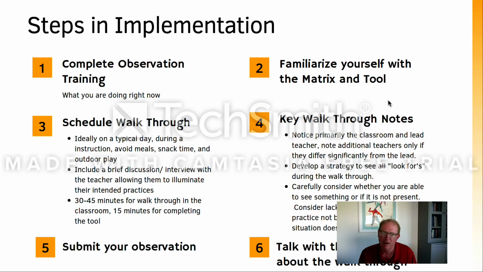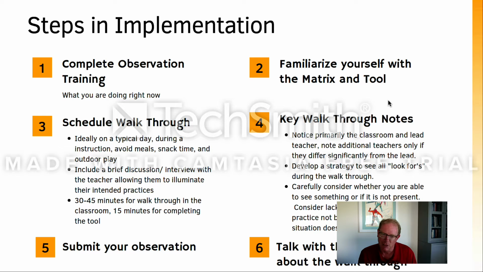And then you have to carefully consider, am I seeing this? Am I not seeing it? And is that lack of something being there because of the context, or is it because someone's not doing it? So, we're tuning into certain things, right? And we're using the matrix and the tool to hone in on certain aspects as you're going through a walkthrough. And then you can submit that observation, right? So we can collect information on it. We will share that information back with you as we go along, so you can have some sense of what's happening in your classrooms and the growth that might be occurring.